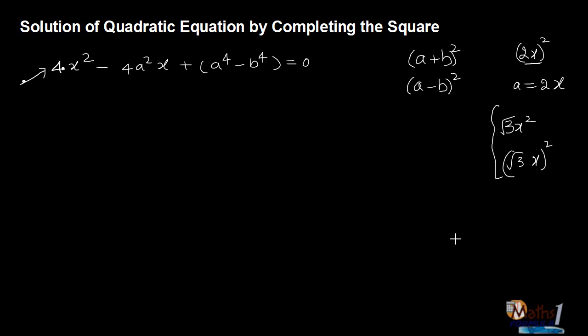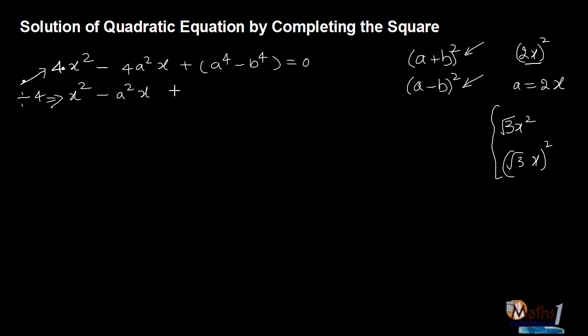But then again, the problem is what you will have in the middle term of these particular identities, plus 2ab, minus 2ab. Will you be able to manage that root 3 in this? So to avoid all those confusions, we'll divide this entire equation by 4, which is the coefficient of my first term. So 4x square divided by 4 gets cancelled, so I'll be left with x square. Here also 4 gets cancelled, so I'll be left with a square x.